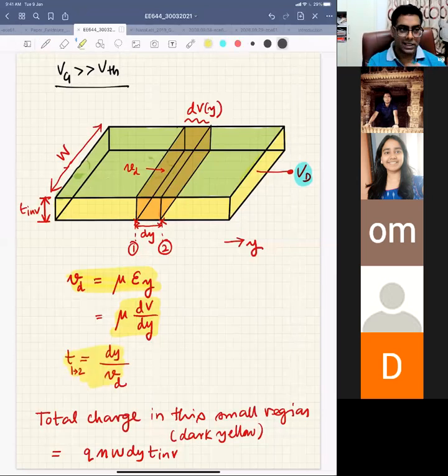Now the total charge in this small region, this dark yellow region: the charge is q times n, and the volume is W times dy times T inversion. So this is the total charge, and the unit here is coulomb.